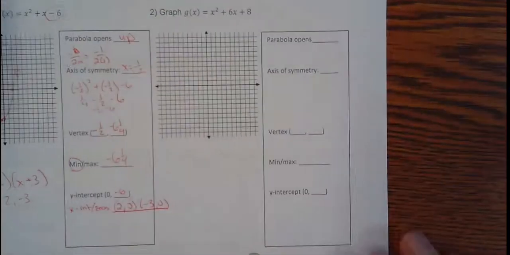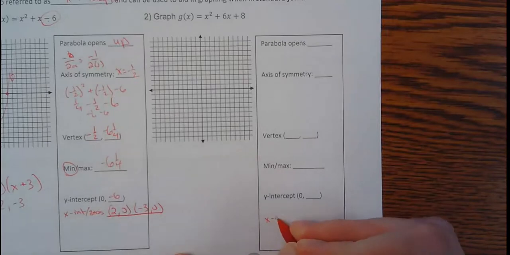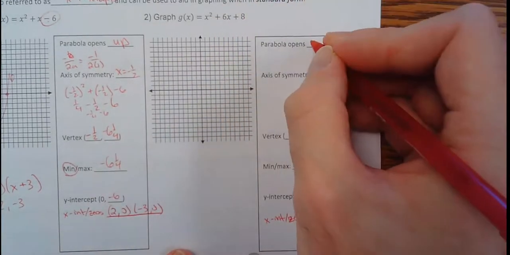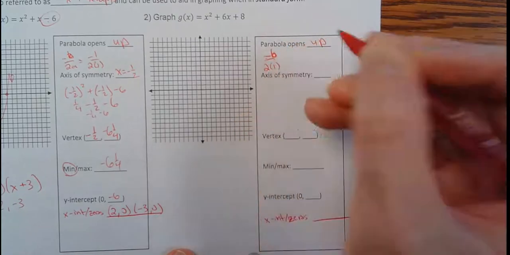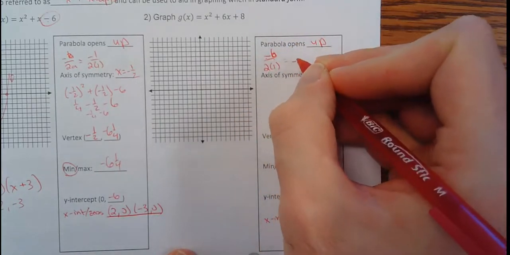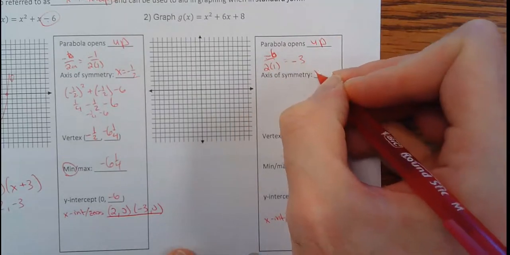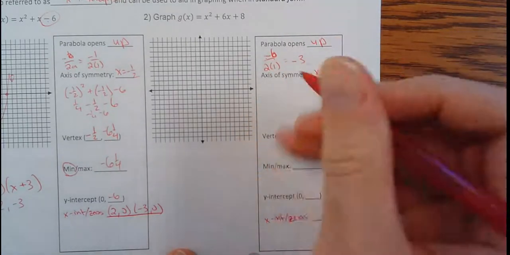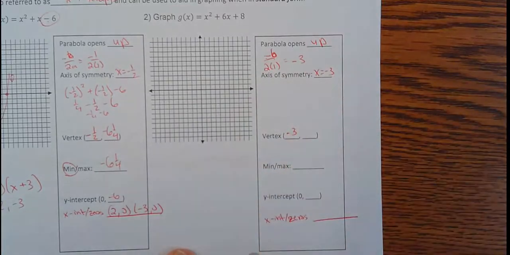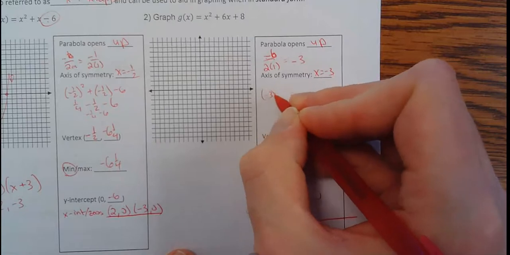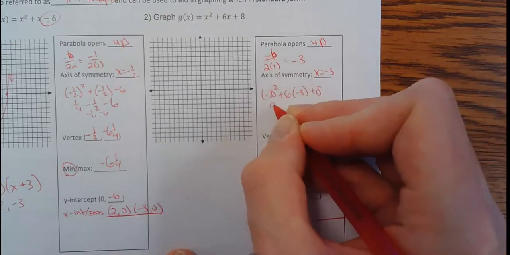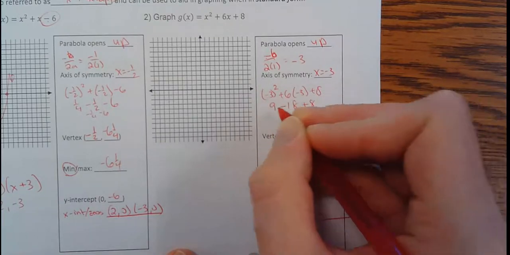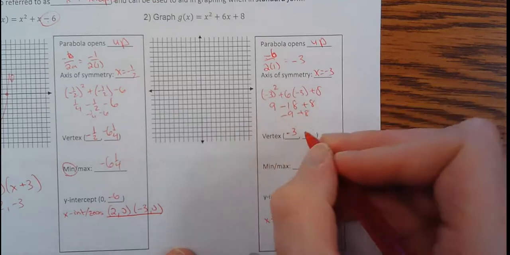Okay, I'm going a little bit faster over here. Again, I'm going to find the x-intercepts or zeros. Does this open up or down? Opens up. Axis of symmetry would be -6 over 2 times 1. It's a -6, so that would be -3. So x equals -3. Now I'm going to plug that in. My vertex x coordinate is -3, so I've got (-3) squared plus 6 times -3 plus 8. So I got 9 minus 18 plus 8. Well, this is -9 plus 8, so that would be -1.